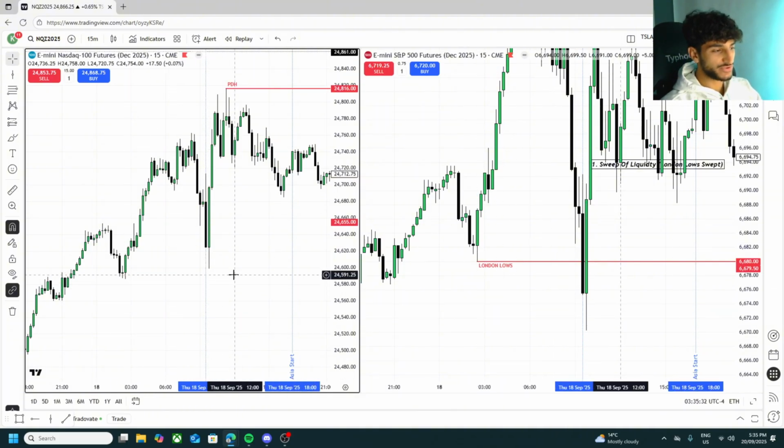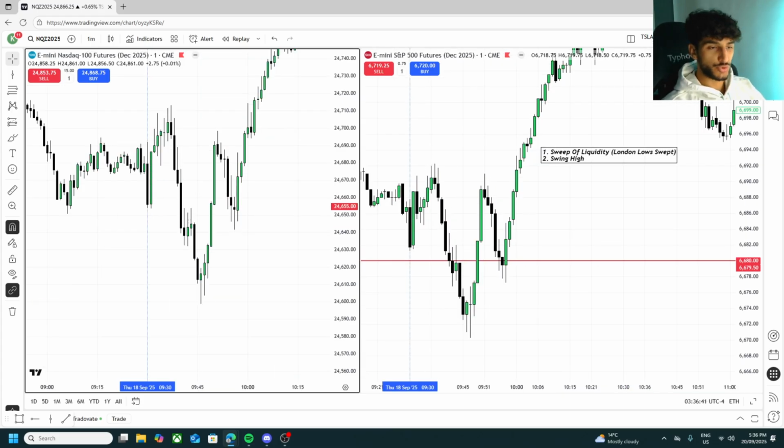And just because NQ didn't sweep a liquidity level, that doesn't mean we don't look for a trade on NQ. We always trade NQ. I mean, you could also trade ES, but I personally trade NQ. So if ES sweeps a liquidity level and NQ hasn't, we could still look for a trade on NQ right here. So right now, after we swept that London lows on ES, now I'm automatically looking for longs.